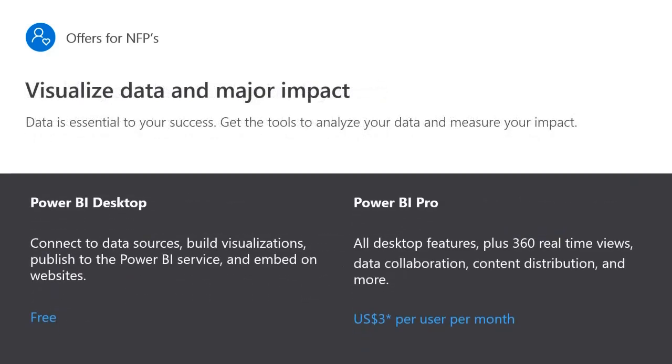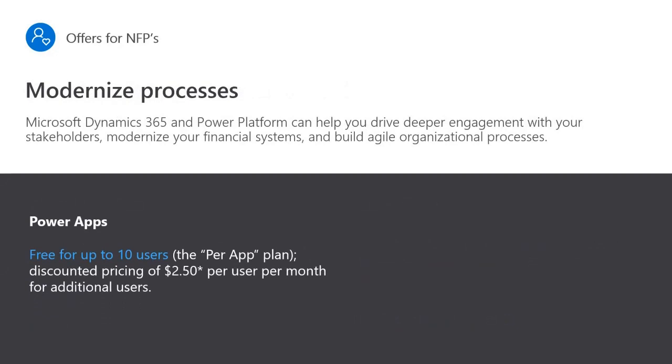We have also got an offer related to Power BI Desktop and Power BI Pro. Power BI Desktop connects data sources and builds visualizations, and it is available free of cost for NFPs. Then Power BI Pro, which has some extra and advanced features on top of Power BI Desktop, is available at a discounted price of $3 per user per month. And to help you build low-code, no-code apps for your operations, there is an offer available for Power Apps as well, where it is free for up to 10 users, and additional users are available at a discounted price of $2.50 per user per month.